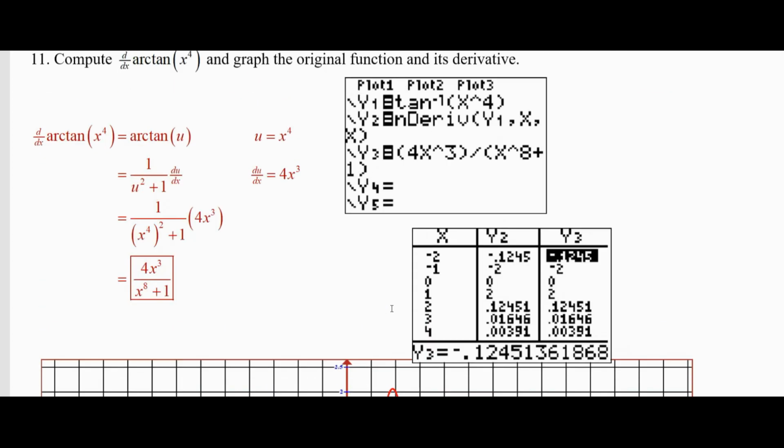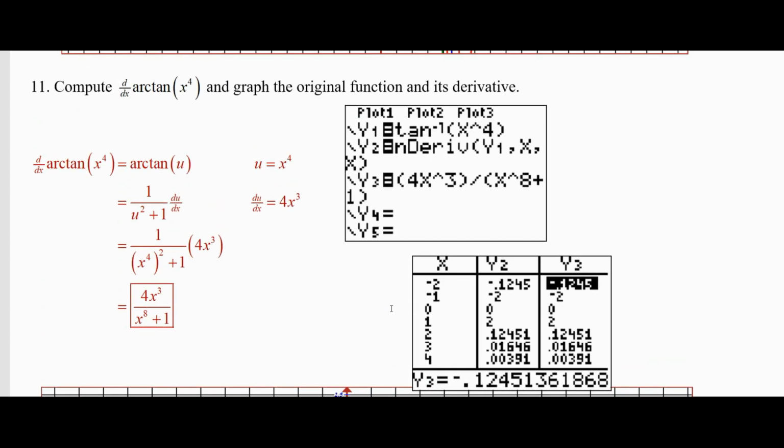I think we just have one more. Let's go ahead and knock this out. Compute the derivative of the arctangent or inverse tangent of x to the fourth. And let's substitute u as x to the fourth. Then du over dx is 4x cubed. The derivative of arctangent of u is 1 over u squared plus 1 times the derivative of u. So u is x to the fourth, so plug that in, square the x to the fourth, you get x to the eighth. And then this is the 4x cubed here, so that can go up to the numerator. So we have ultimately 4x cubed over x to the eighth plus 1.